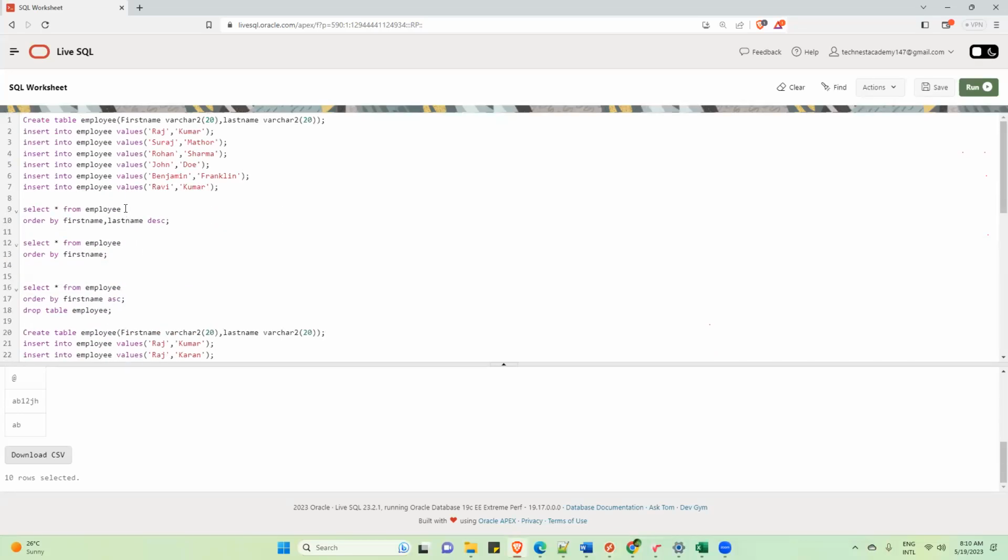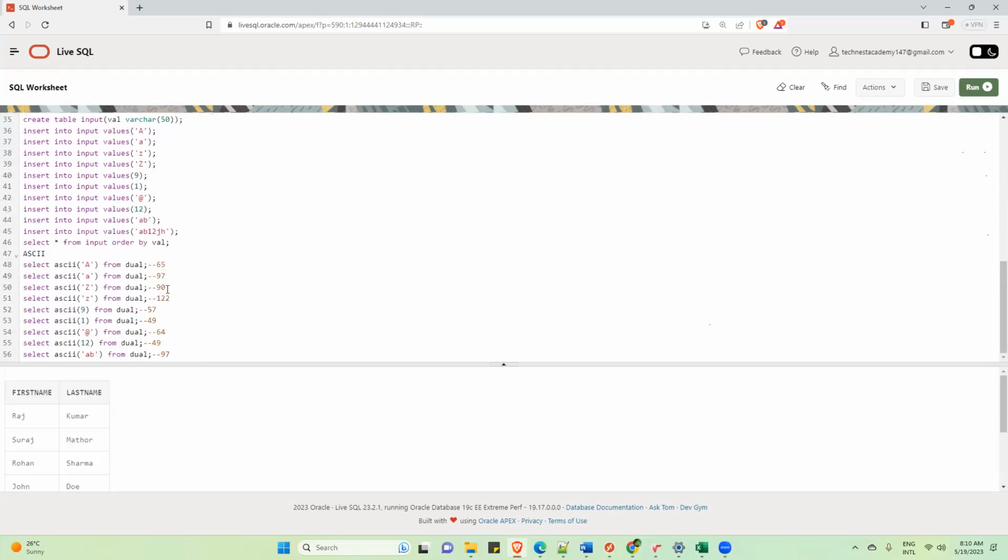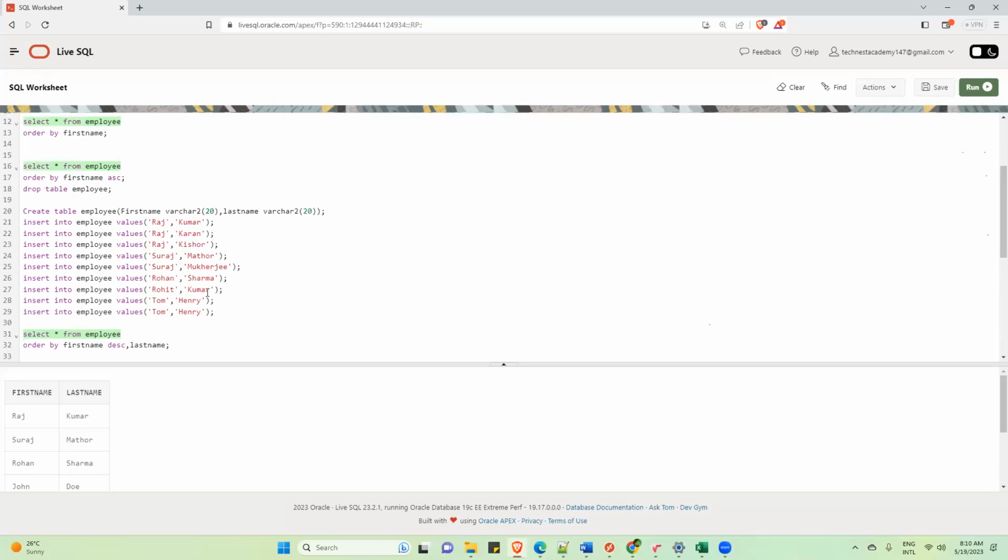I have one follow-up question on the ASCII value. Sure. One person has asked about the ASCII value for AB and A12. Is it like the first character's ASCII value is compared first, and then it takes the second character and compares? Correct, you are absolutely right. If you have multiple characters, it will check the first character's ASCII. If it is the same, it will check the second character's ASCII, then the third character's ASCII, like that. Is this clear? Thank you.